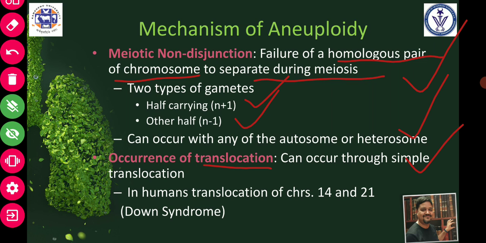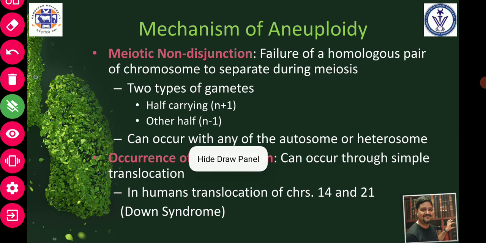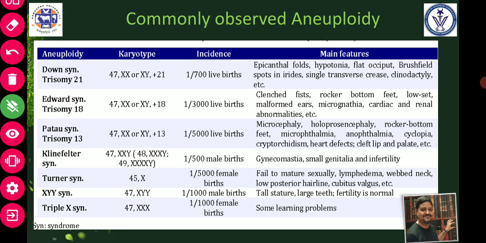In humans, translocation of chromosomes 14 and 21 is very common, and it is known as Down syndrome. So an example of aneuploidy is Down syndrome. So these are the two mechanisms, the meiotic non-disjunction and occurrence of translocation, by which aneuploids are being created. Now, these are the examples of aneuploids, but these examples are most commonly observed in humans. There are few examples which are observed in animals also, but these are mainly restricted to humans.